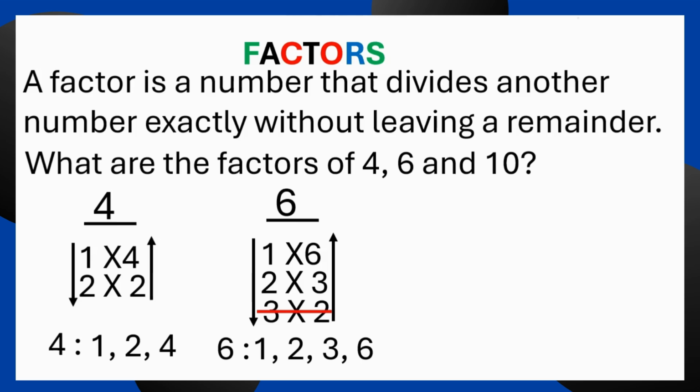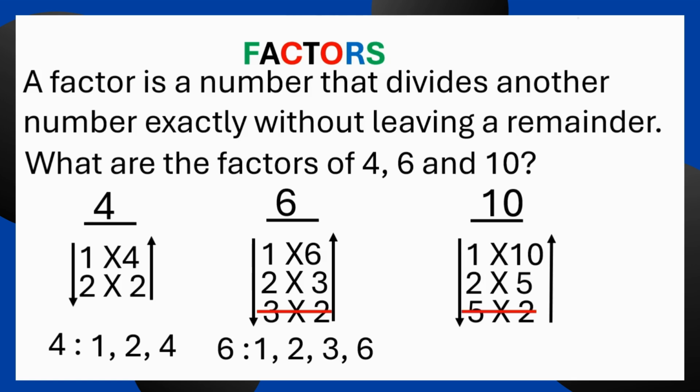So let's move on to the next one, which is 10. Factors of 10. Let's look at two numbers that we can multiply to give us 10. 1 times 10 will give us 10. 2 times 5 will also give us 10. So 5 times 2 can as well give us that, but 2 times 5 and 5 times 2 are the same thing. So factors of 10 are 1, 2, 5, and 10.